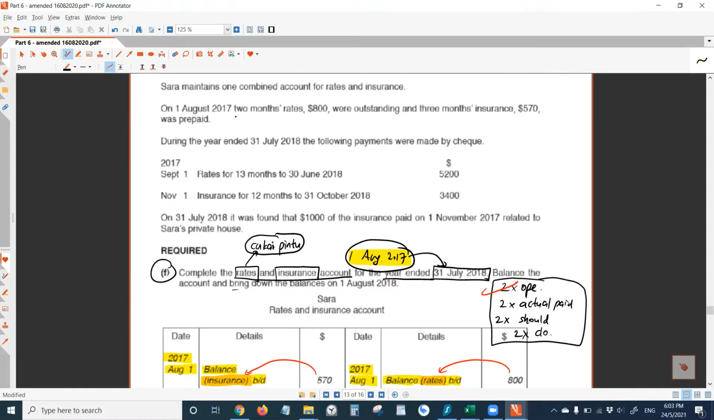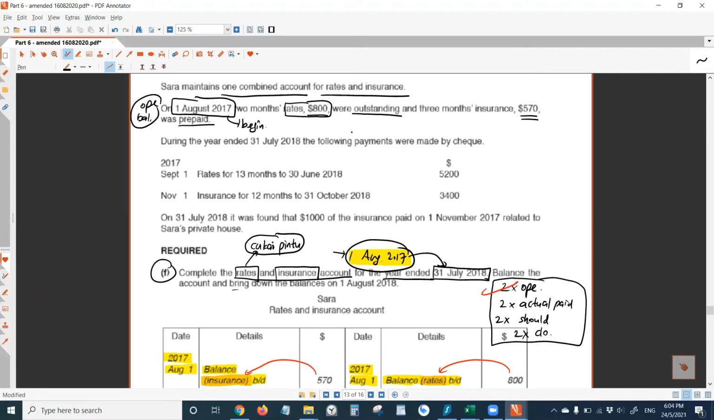Sarah maintains one combined account for rates and insurance. On August 1st, 2017, what day is that? Whenever you see a date, don't just take the date as it is. You must know what it means. So the date here is the beginning of the year. How do I know? I look at the beginning of the year that I found just now. Rates 800 were outstanding and insurance 570 were prepaid. So we know that these are all opening balances.